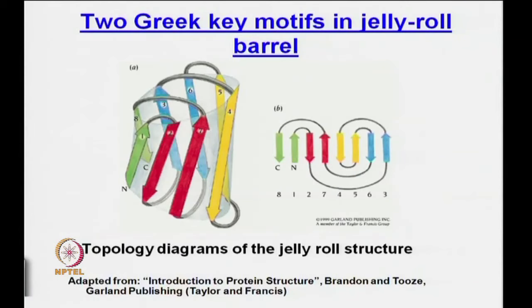Now, here also there are 2 Greek key motifs in the jelly roll barrel. So, this is one motif, and this is the other motif. This is the topology diagram of the jelly roll structure. I will come to this again, but just realize that it is very similar to what we just did before for that Greek key motif.